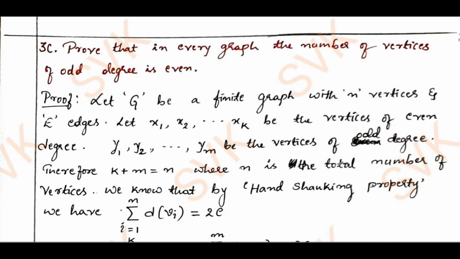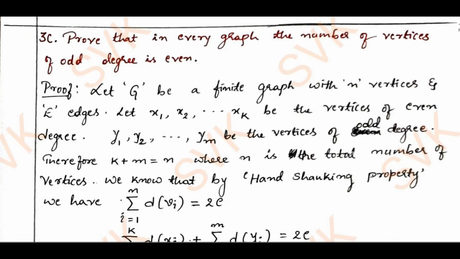This is one of the problems on graph theory. Prove that in every graph the number of vertices of odd degree is even. In each and every graph, the number of vertices of odd degree is always even. You need to prove that the vertices of odd degree always come in an even number.